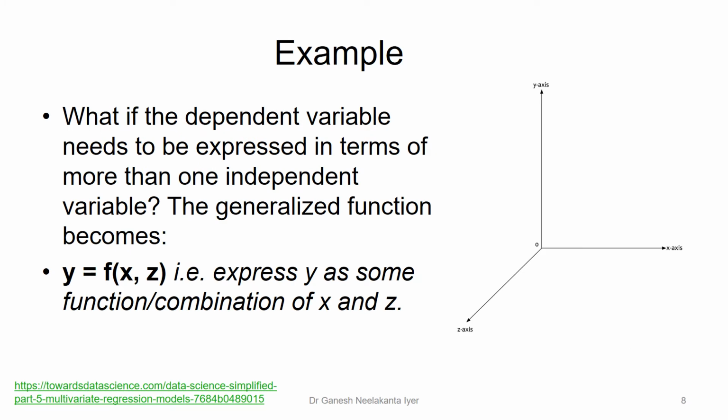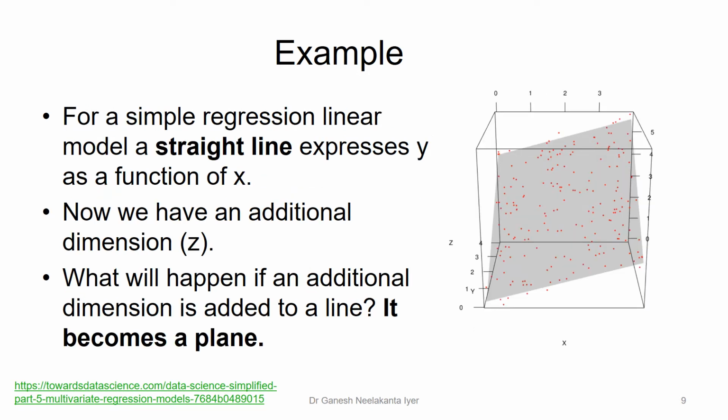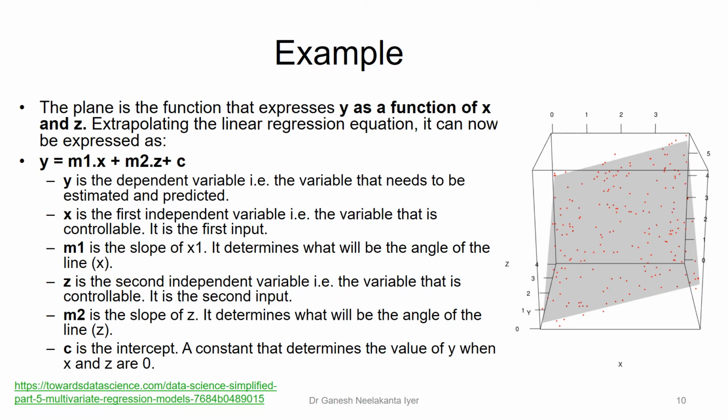What if the dependent variable needs to be expressed in terms of more than one independent variable? So it may become y equal to f of x comma z. It's 3D here. And when you need to express a variable in terms of two other variables, it becomes a plane. So the plane is like y is a function of x and z. So maybe y is equal to m1x plus m2z plus c, where x is the first independent variable, m1 is the slope of x, and z is the second independent variable, m2 is the slope of z, and c is the intercept.